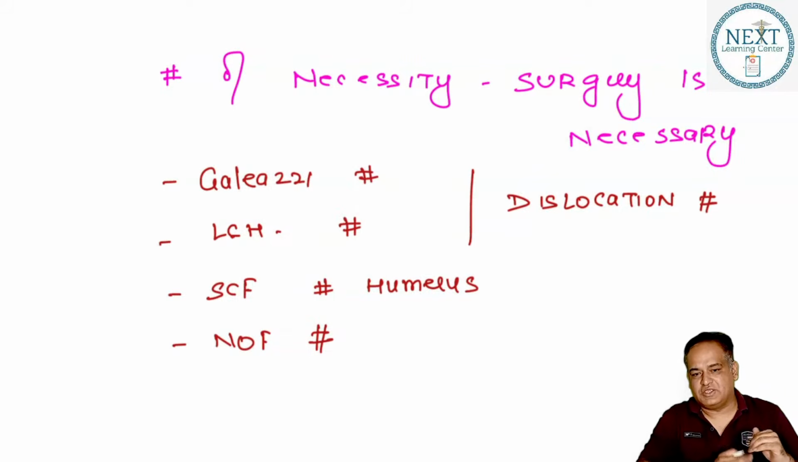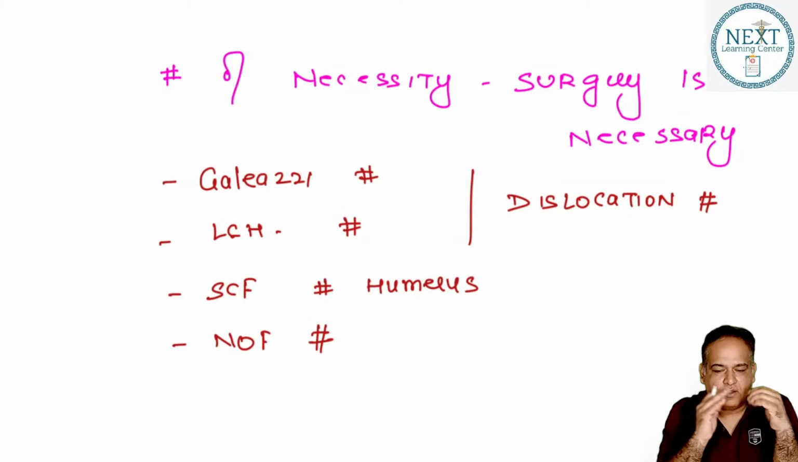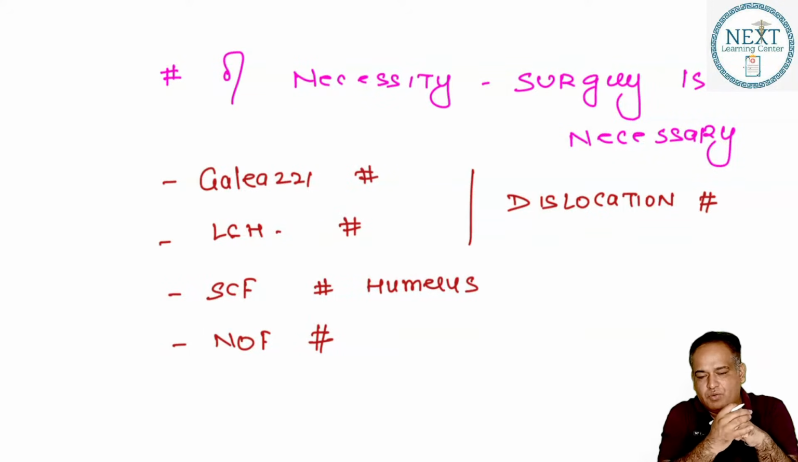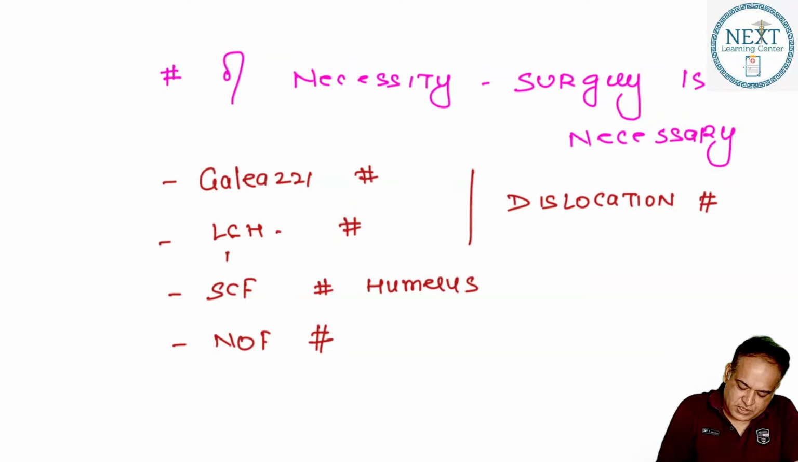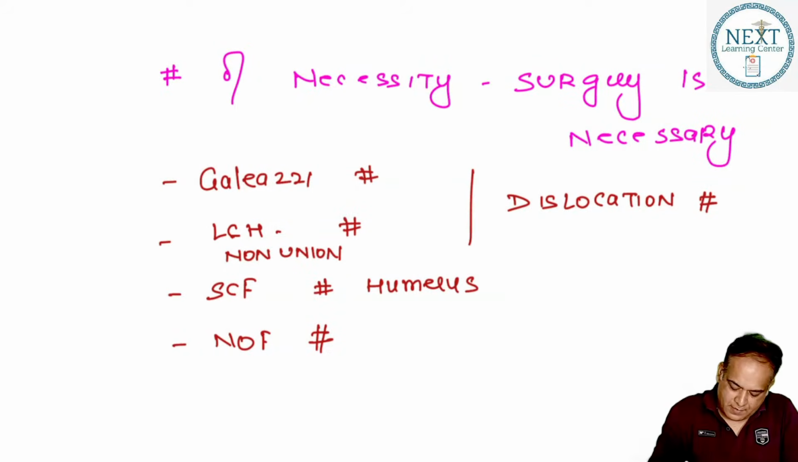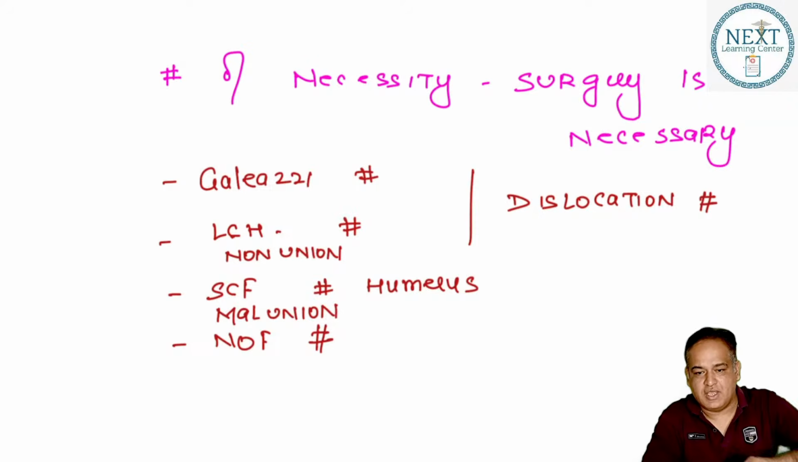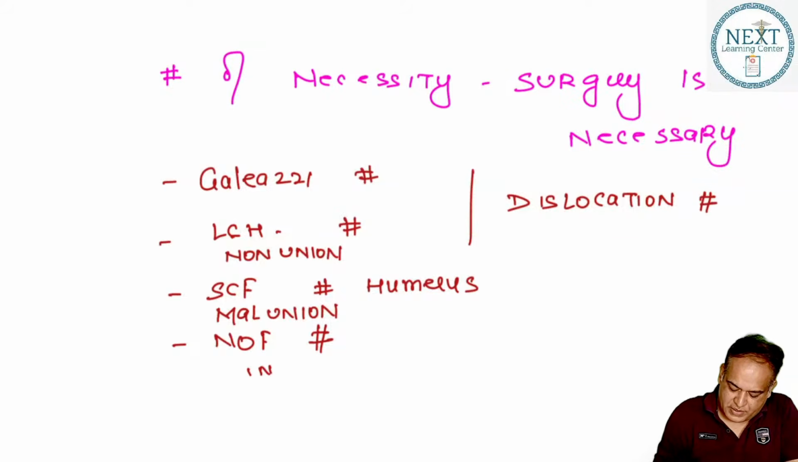So these are the fractures where surgery is necessary. For example, Galeazzi fracture: there is dislocation, so you will have to reduce it. Lateral condyle of humerus fracture: very high chance of non-union, so you will have to do surgery, otherwise the fracture will not unite. Supracondylar fracture: very high chance of malunion, so you will have to do surgery, otherwise the bone will heal crooked. Neck of femur fracture, especially intracapsular.